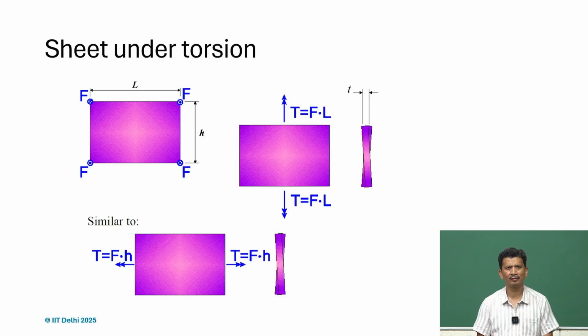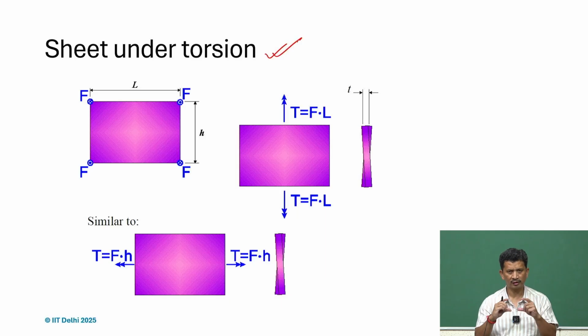Hello everyone, welcome back. In the last lecture we were talking about stiffness under torsion, and we talked about different kinds of cross sections and compared a solid shaft with thin tubes. We'll continue with that, and now we talk about a thin sheet under torsion.